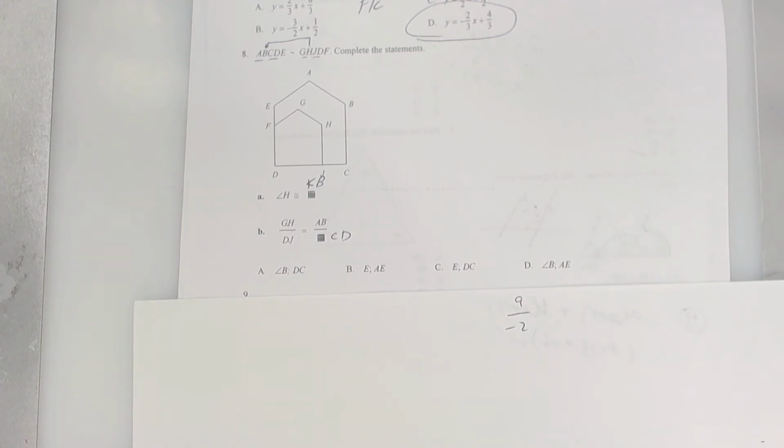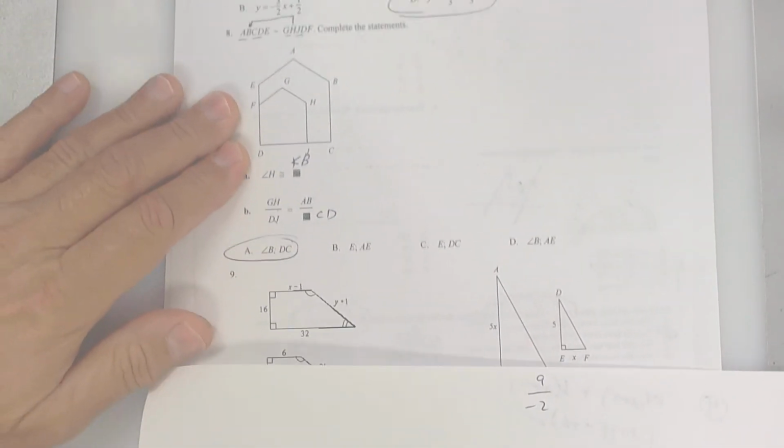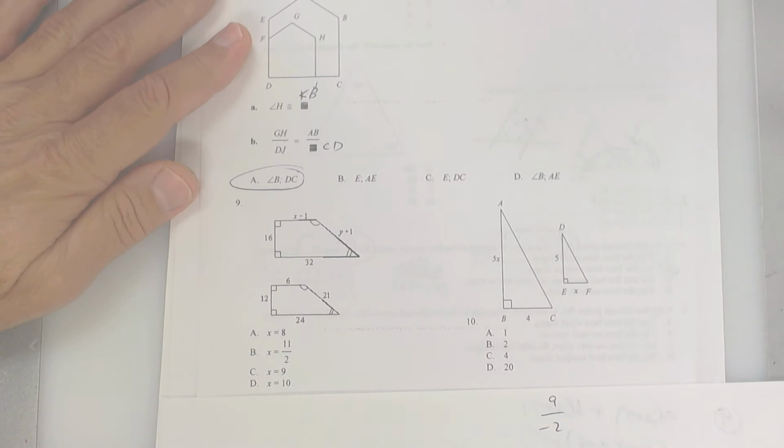CD, DC. It looks like it might be this one right here. And you can check it. Okay. Just follow the pattern. You can look at the diagram if you like, but I like the key. Okay. All right, let's keep going.